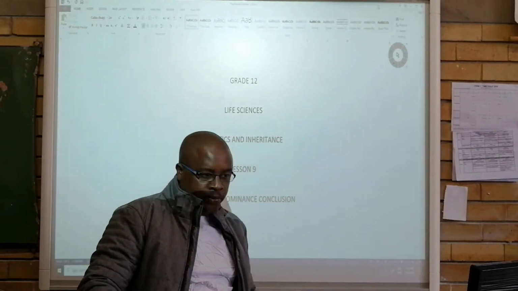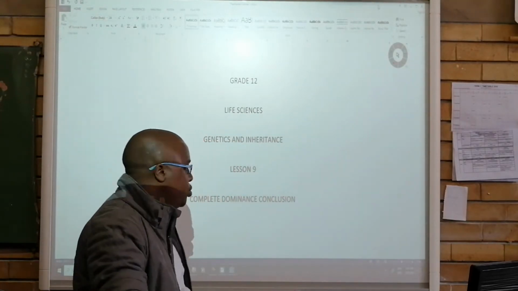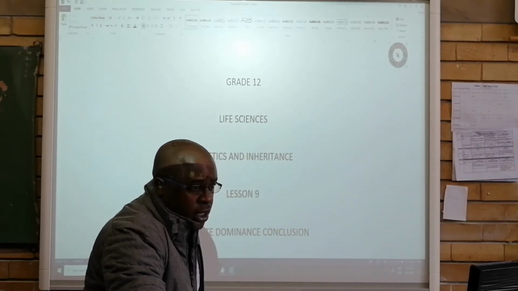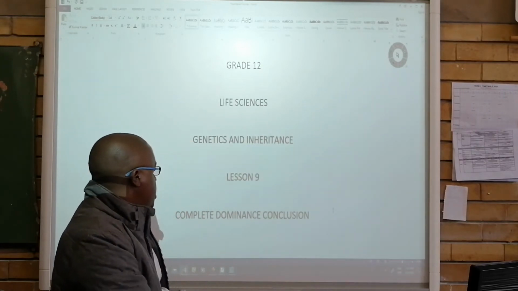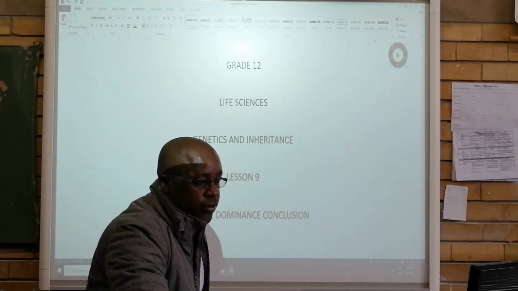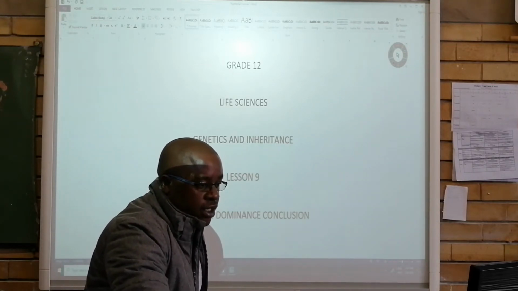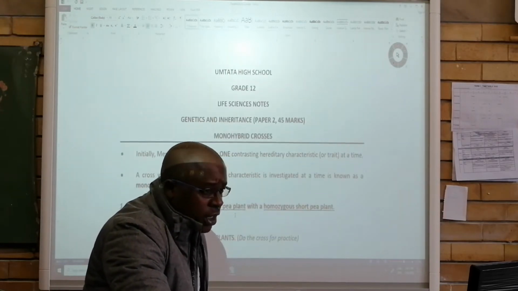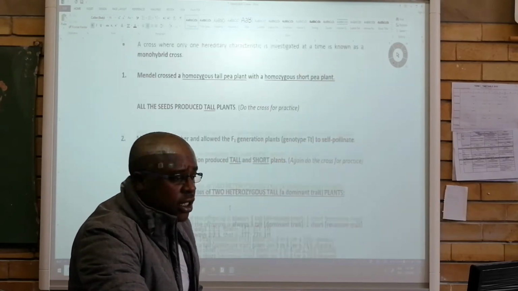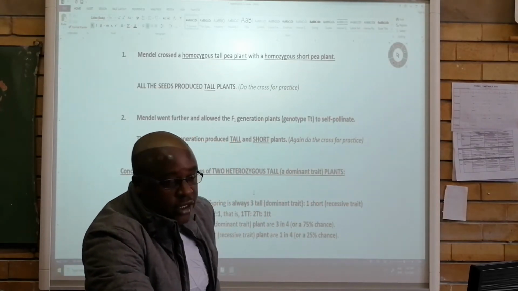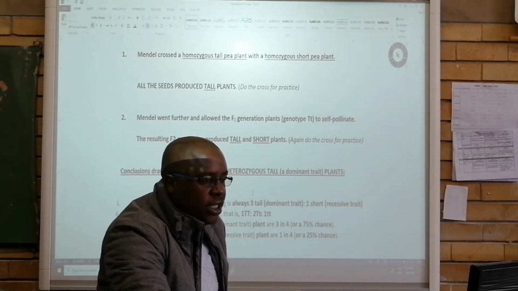Right. This is just a conclusion of our previous lessons. The few previous lessons that we have had, and we're going to be concluding on complete dominance. Obviously, the very first thing that we do is look at our previous lesson. So we were doing monohybrid crosses, and then we did the Mendel crosses, and we're using tall plants.